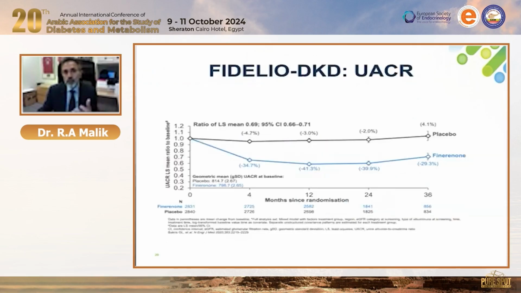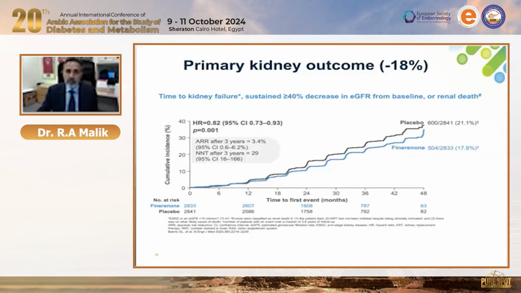In the FIDELIO diabetic kidney disease study, you saw a reduction in urine albumin creatinine ratio by about 30 to 40% across 36 months after randomization. And this was on top of maximal ACE inhibitor or angiotensin receptor blocker therapy, so further reducing microalbuminuria or proteinuria. The primary outcome, time to kidney failure, sustained greater than 40% decrease in eGFR from baseline, or renal death, was reduced by 18%. That again shows that finerenone has an additional benefit.